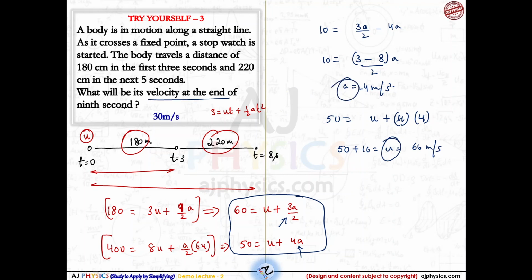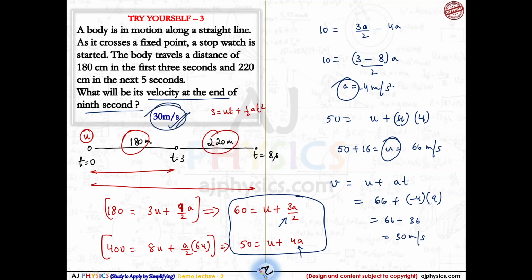Now let's get to the question. What is the velocity at the end of the 9th second? Fine. So what we can do is, v is equal to u plus at. So this is 66 plus a, which is negative 4, multiplied by 9. So this is 66 minus 36. So this should be 30 meter per second. This is the answer what we have. I hope it's clear.